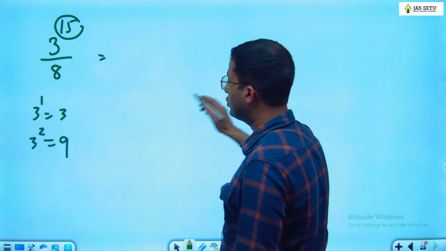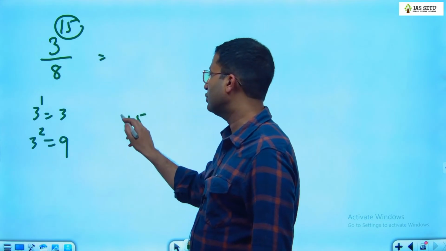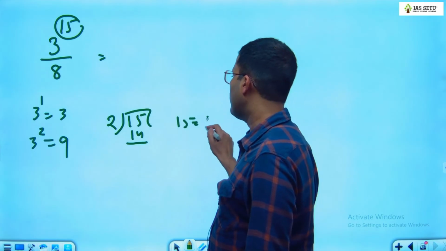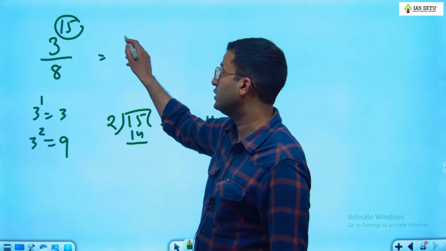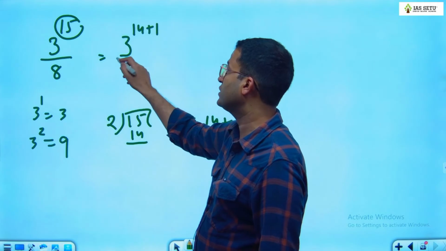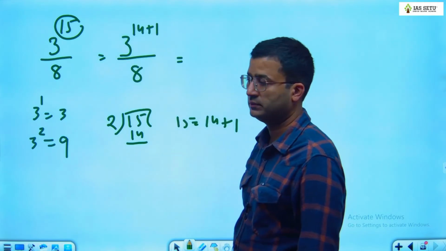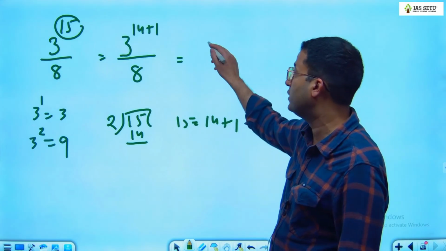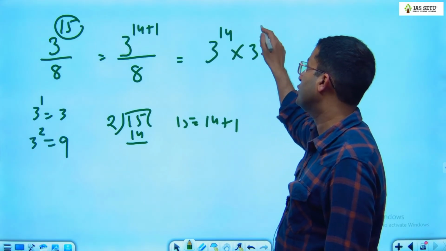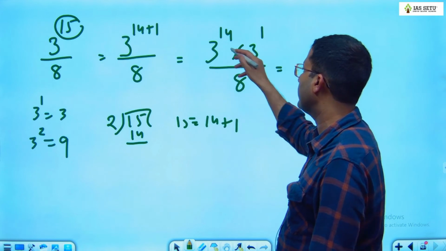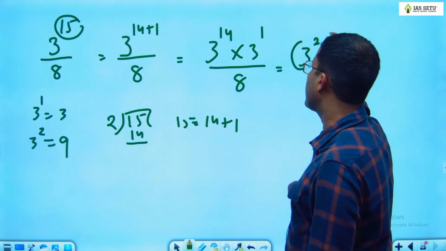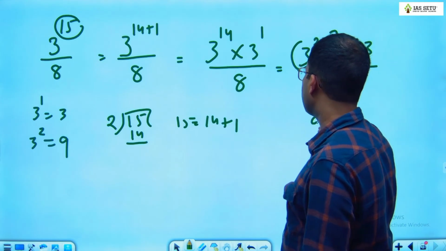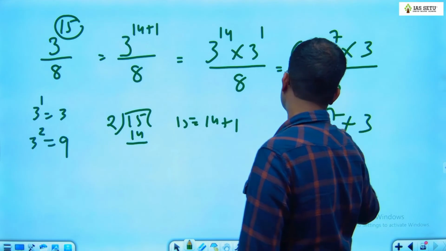Then step number 2, this 15, you divide by 2, we get 14 plus 1. So better we break it as 14 plus 1, 3 is to power 14 plus 1 divided by 8, because 3 to the power 14 is easy, only 3 is to power 1 will trouble. 3 is to power 14 into 3 is to power 1 divided by 8, 3 is to power 2 bracket 7. There we got 7 couples, and one single. This is 9 is to power 7, into 3.